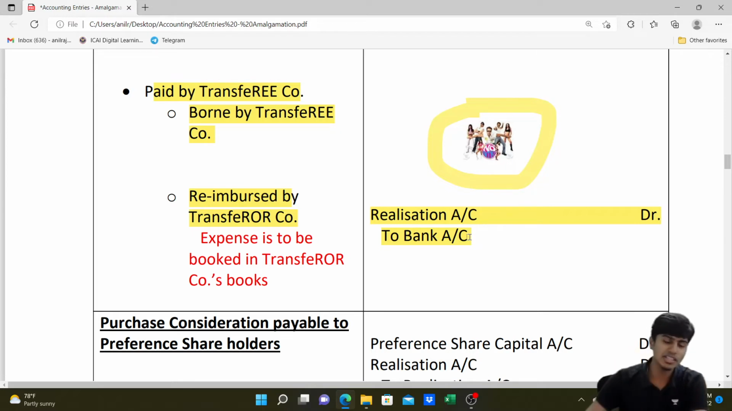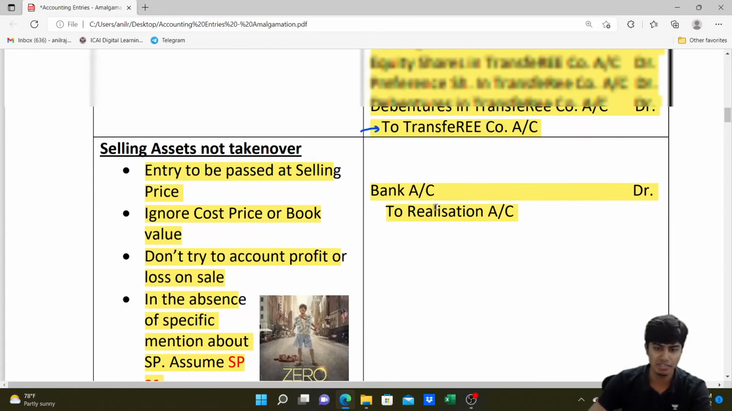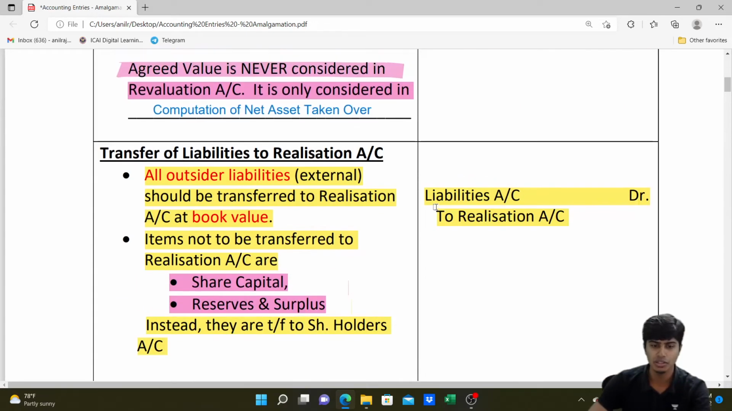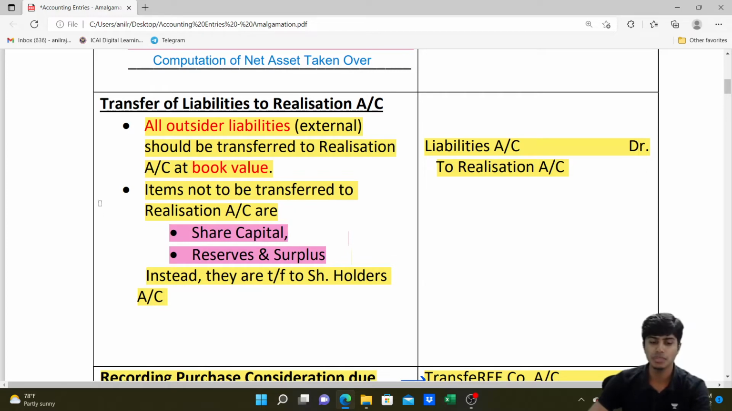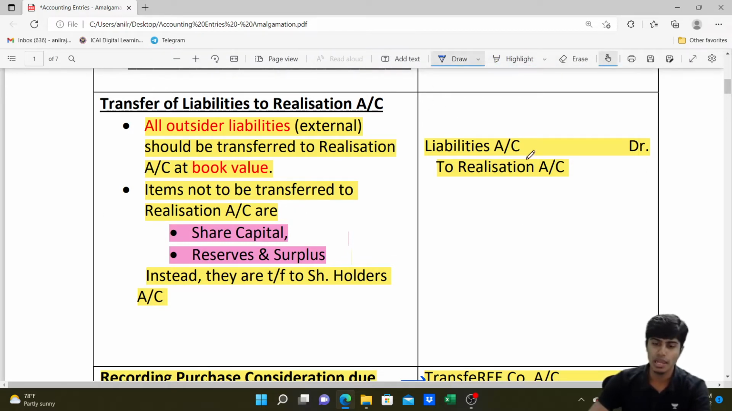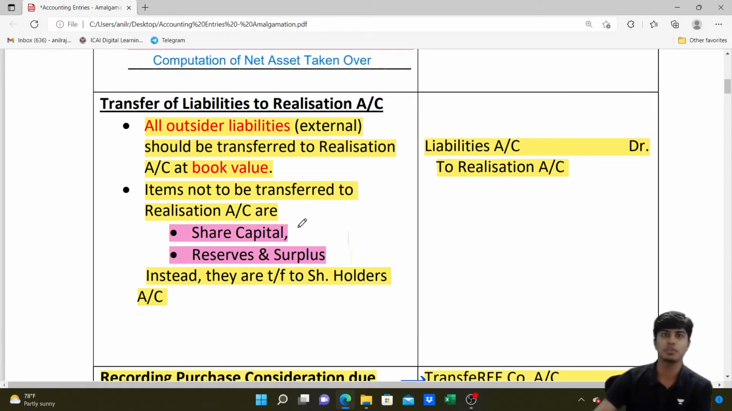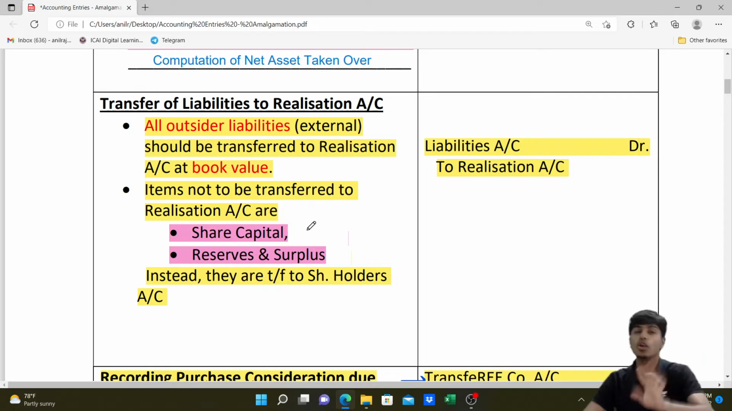Get that? After this, we'll identify the money that is supposed to be paid to preference shareholders. Preference share capital account will not be transferred to realization. If you remember, in the second entry we transferred all the liabilities to realization account. In this entry, we are not going to transfer share capital, meaning equity as well as preference. So what do we do? This preference share capital account will now be transferred to preference shareholder account, not to realization.